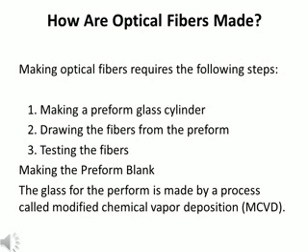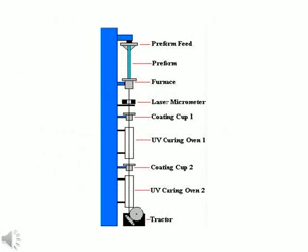How are optical fibers made? 1. Making a preform glass cylinder. 2. Drawing the fibers from the preform. 3. Testing the fibers. These drawings illustrate the process, and now we leave you with this preview of the fiber optic industry.